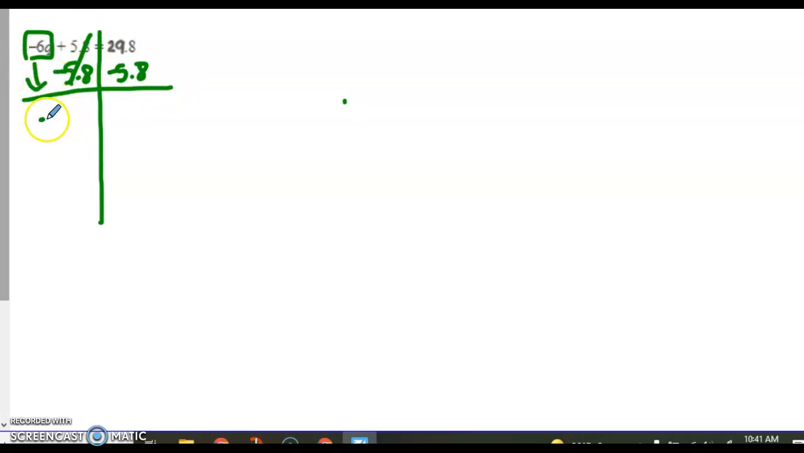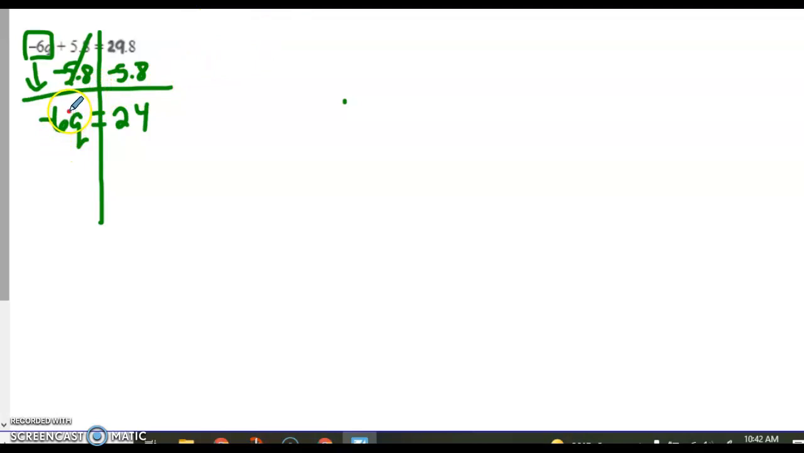I'm going to bring this straight down. So negative 6q equals, and then I'm going to go ahead and subtract there. So 29.8 minus 5.8, and you can do that in your brain or in your calculator. I use a calculator for everything, but you don't have to.